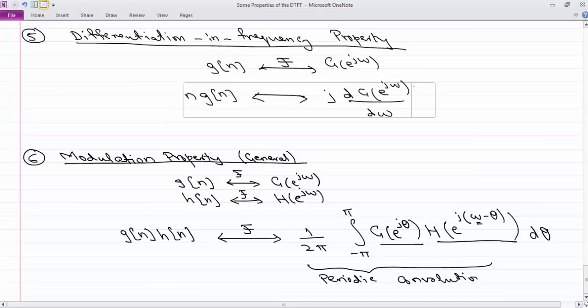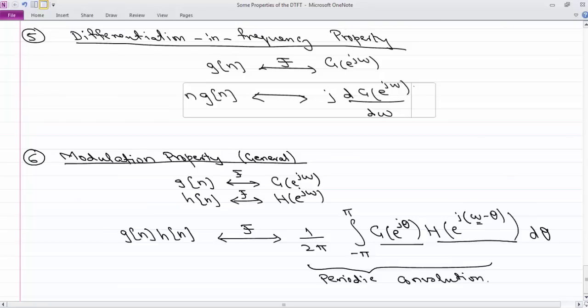The convolution that you will get at the end of the day will itself be periodic. You are taking a periodic convolution of two periodic DTFTs. The final DTFT you will get will also be periodic. So that's the key difference.